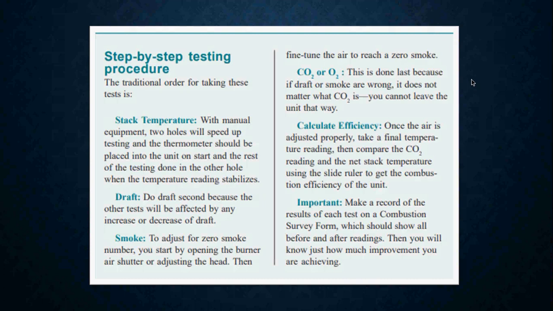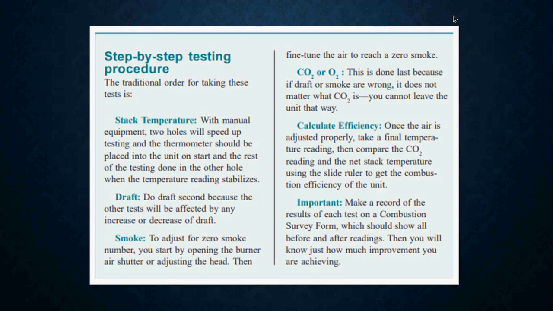Next, you are going to take a CO2 or an O2 reading. This is done last because if draft or smoke is wrong, it's going to affect your CO2 reading. And you cannot leave a unit this way. You have to make sure that your draft and your smoke readings are where they're supposed to be. Then, after all that is done, you are going to calculate the efficiency using the slide rule.